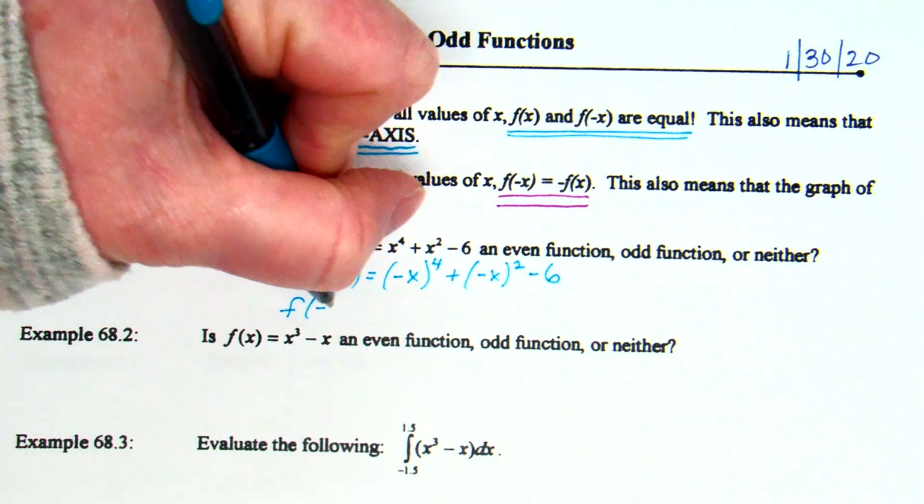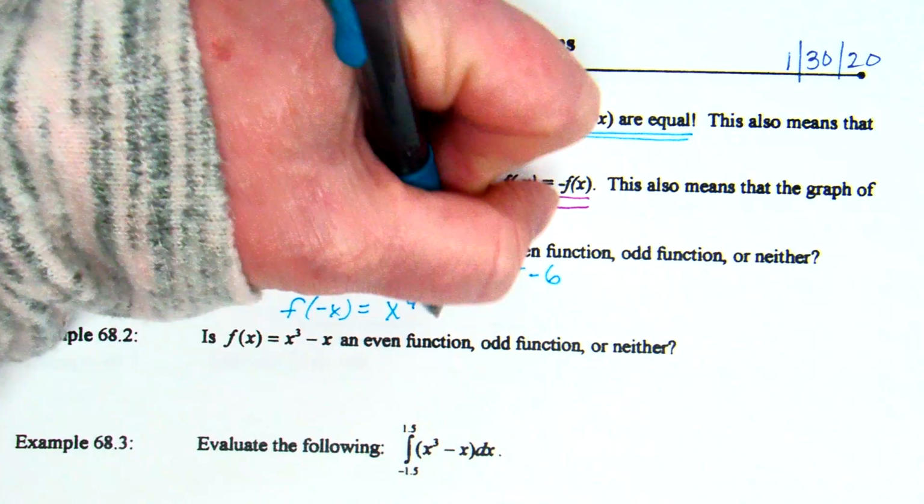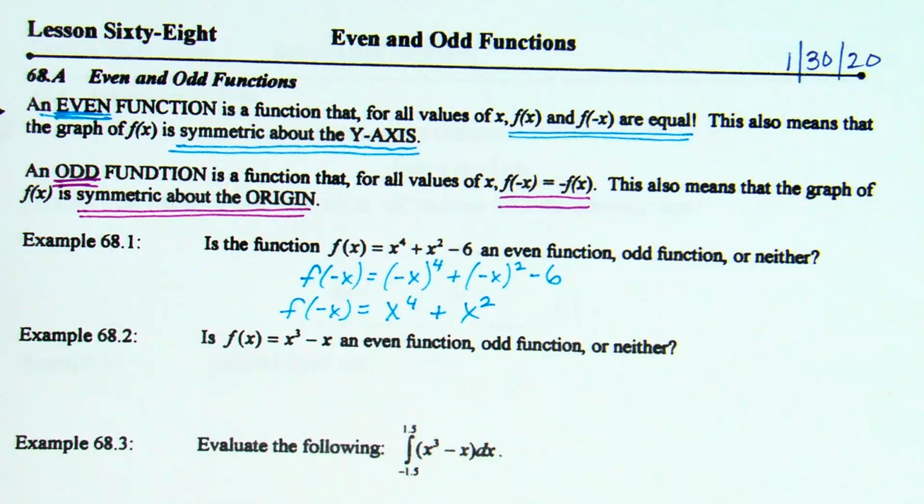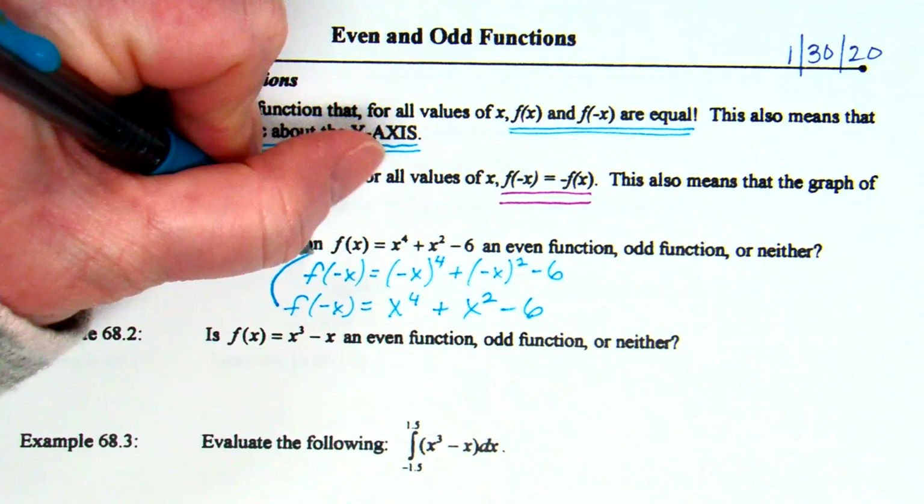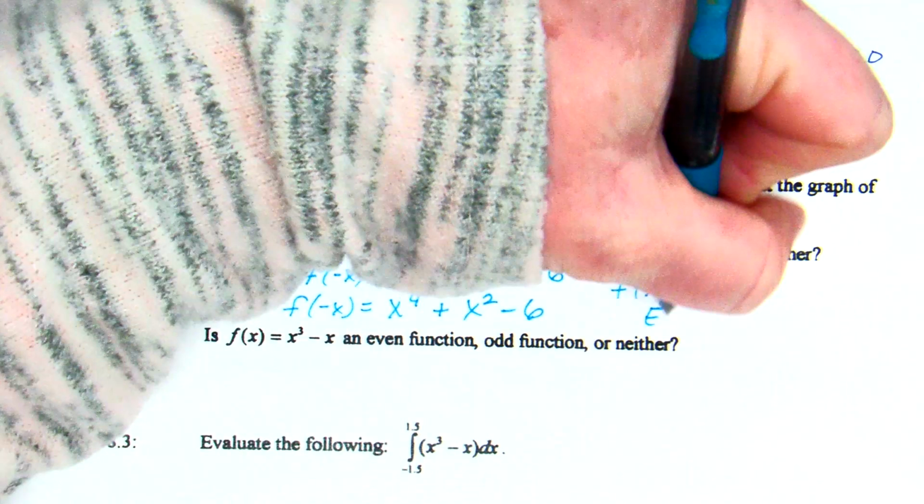Clean that up. And what do you know about negative x to the fourth? It's going to become positive again, right? Because a negative raised to the fourth is positive. What do you know about negative x to the second? It's positive, because a negative raised to an even power is positive. And then minus 6. What did we just discover? F of negative x is equal to f of x. And when f of x is equal to f of negative x, we know that they are even.